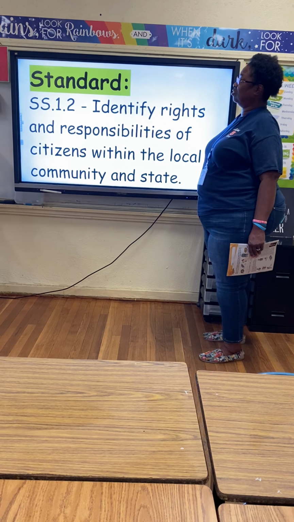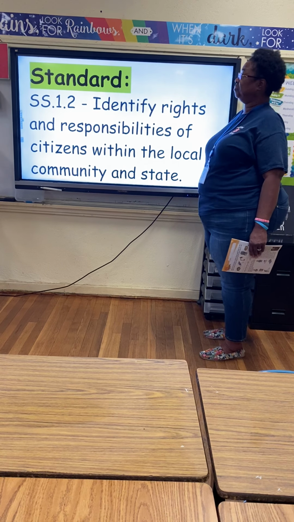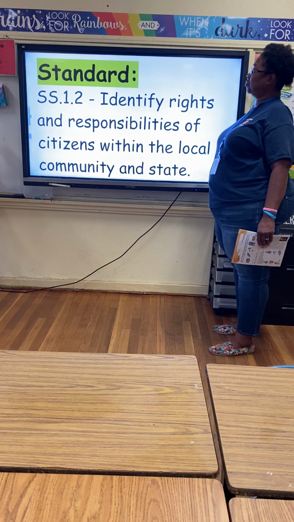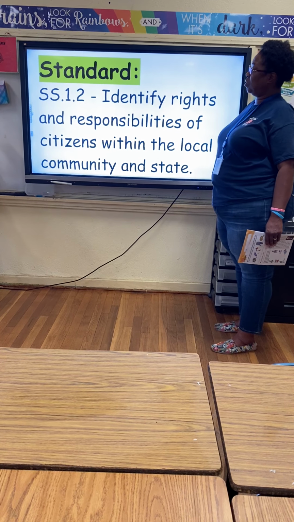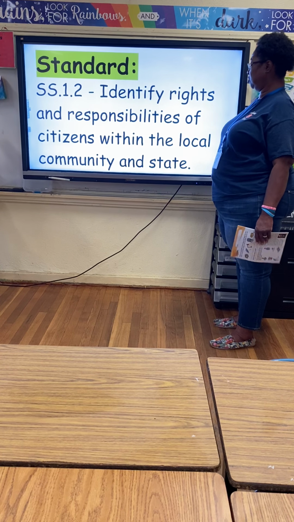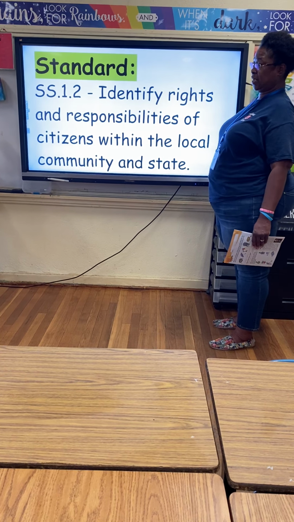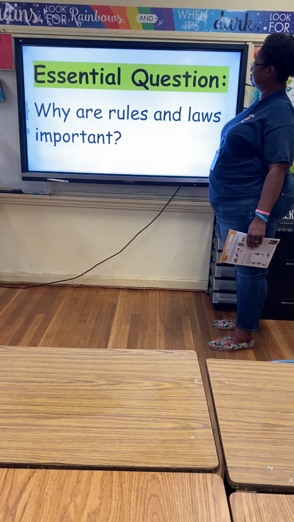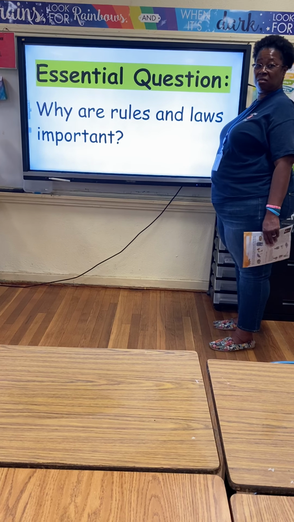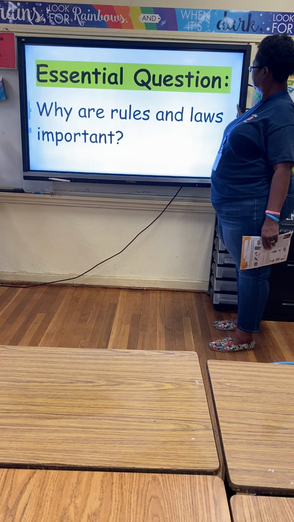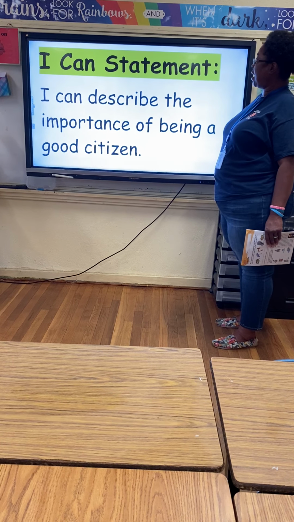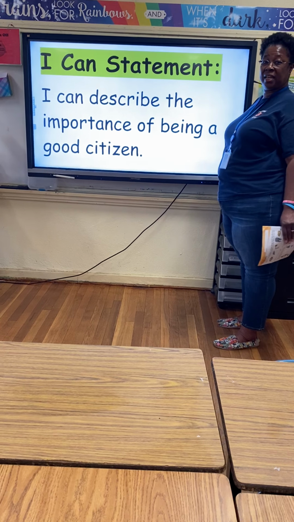And when we start with our social studies, we're always going to look at our standard. The standard that we're going to be dealing with for this week is going to be standard 1.2. Identify rights and responsibilities of citizens within the local community and state. Your essential question is going to be, why are rules and laws so important? Your I can statement: I can describe the importance of being a good citizen.